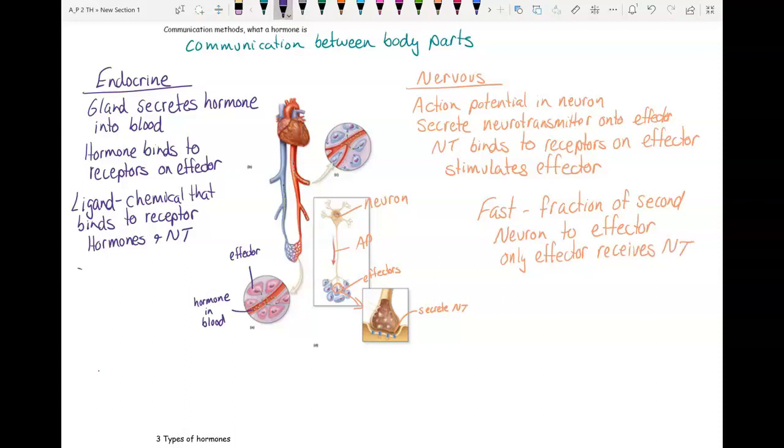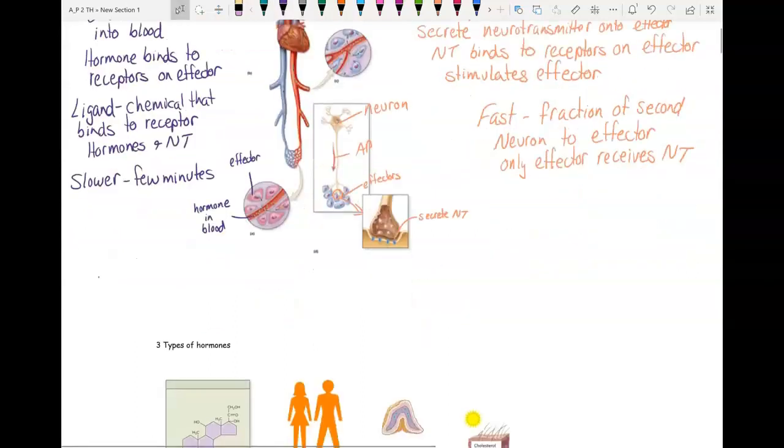Endocrine is slower because you travel in the blood. So you're relying on the blood to deliver the hormone. So it can take a few minutes for the blood to get the hormone to its destination. It also is widespread. Since the hormone is in the blood, all the parts of the body are exposed to the hormone.